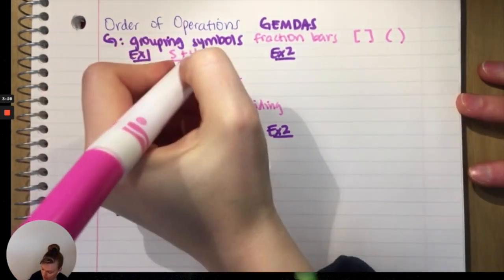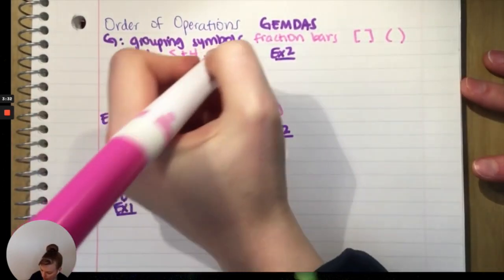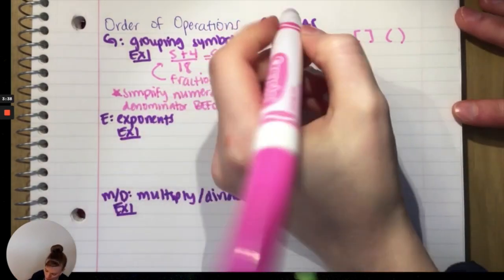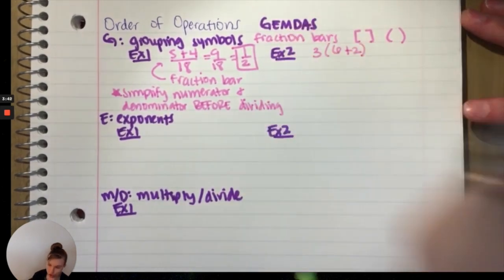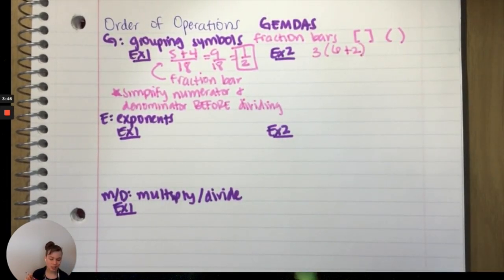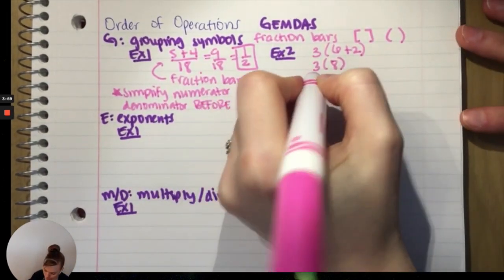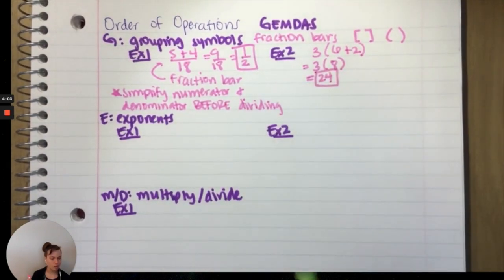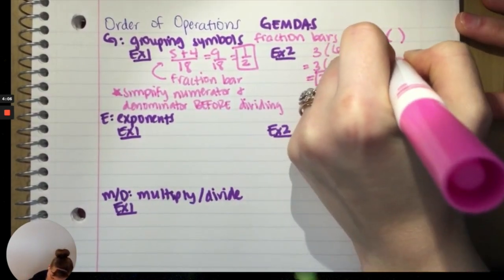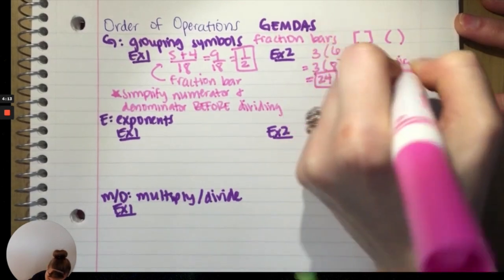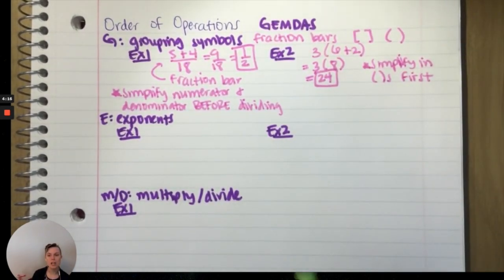So 5 plus 4 makes 9. Now when I simplify, I get 1/2. But I had to do the 5 plus 4 first. For example 2, we're going to have 3 times (6 plus 2). So this is one strategy. We're going to come back to this one actually. This example, I have a different question for it for the final. But we're going to come back to this idea. This is a group. So 6 plus 2 is all grouped together in parentheses. So I'm going to do that addition first. So it's 3 multiplied by 8, and this is going to equal 24. All right. So I'm going to simplify in the parentheses first. All right, moving on to exponents.